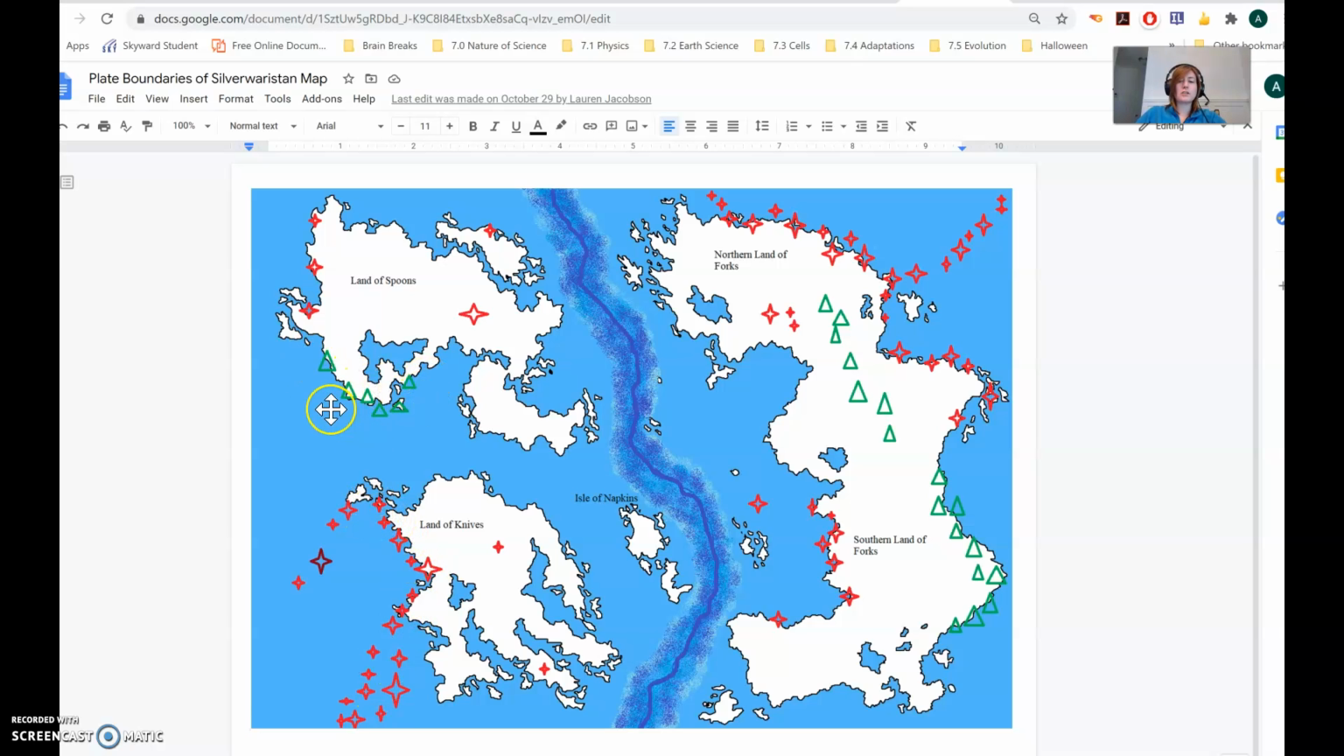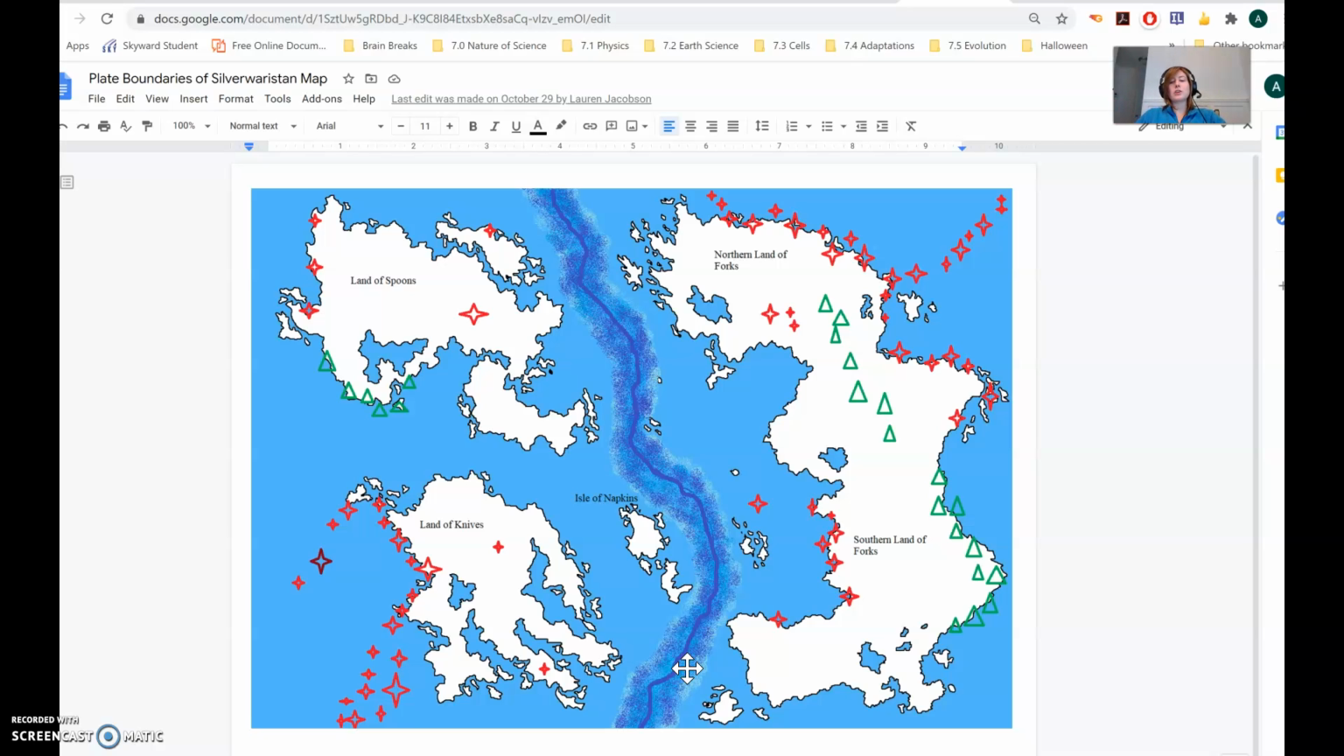The green triangles represent mountains. That's at a convergent boundary where two plates are crashing into each other and they're piling up to form a mountain. And then down the middle we have a mid-ocean ridge, which is formed at a divergent boundary. A divergent boundary is when two plates pull apart from each other. Magma from the mantle rises to fill the empty space, and then the second it hits the cold ocean water, it cools and forms new rock.